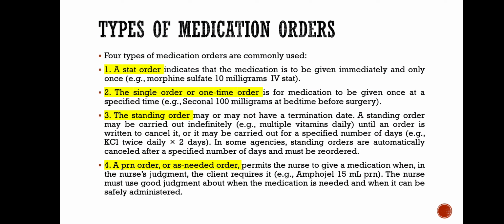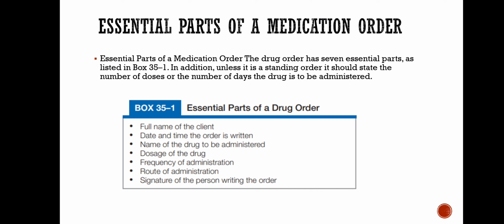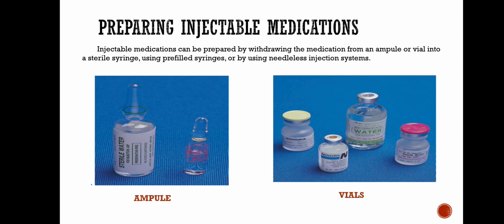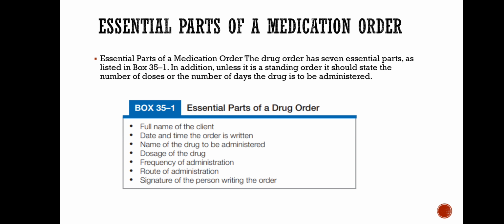Again, yun po yung 4 na types of medication orders. Stat order, single order, standing order, and a PRN or as needed order. So, what are the essential parts of a medication order? We have here the full name of the client, the date and time the order is written, name of the drug to be administered, the dosage, the frequency of administration, the route of administration, and the signature of the person writing the order. Again, yun po yung kailangan na parte ng ating drug order.